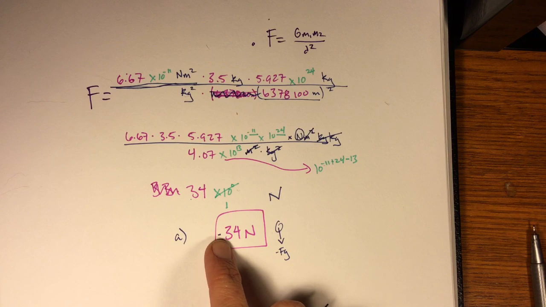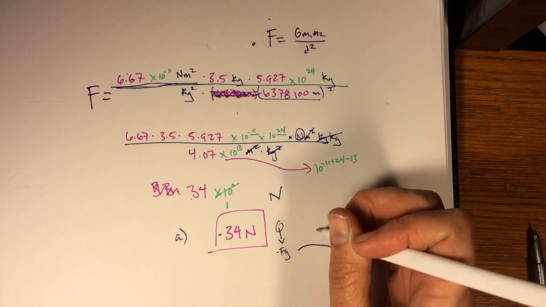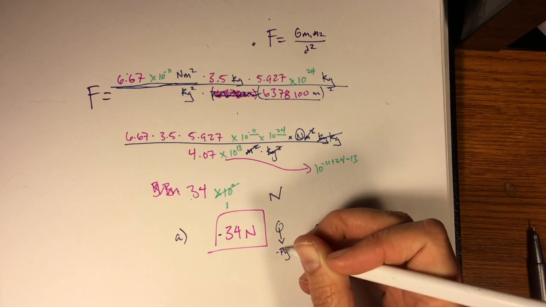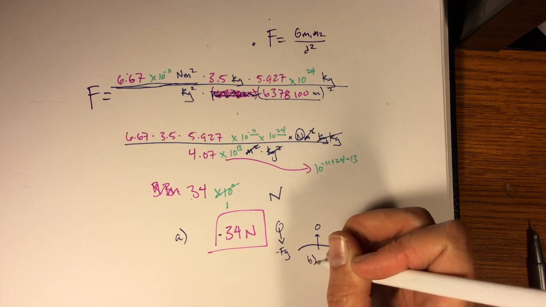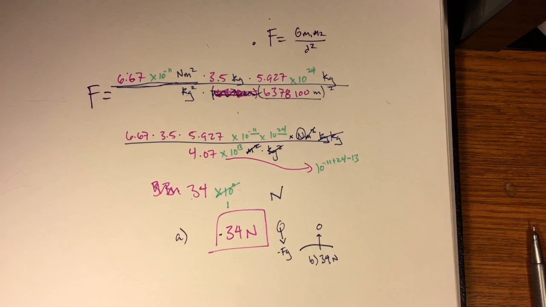Part B is, what is the force of gravity on the earth from the rock? So now we're saying if this is the earth, the rock is pulling it up with some amount. So it's going to be the exact same number, but opposite. So for B, it should be the positive version of whatever your answer is for this, okay?